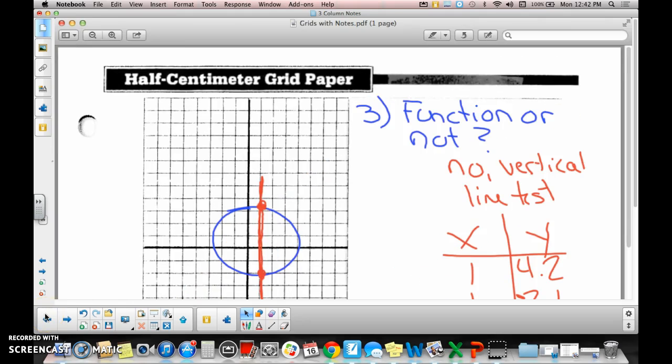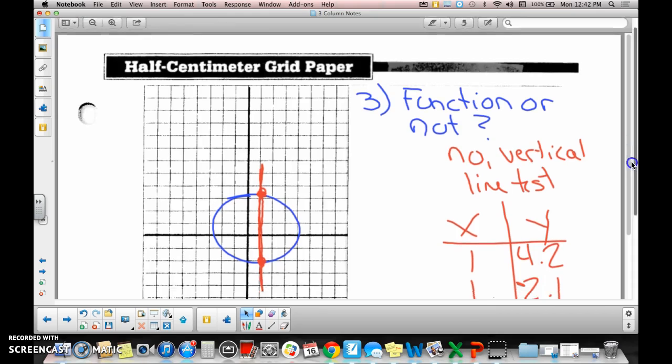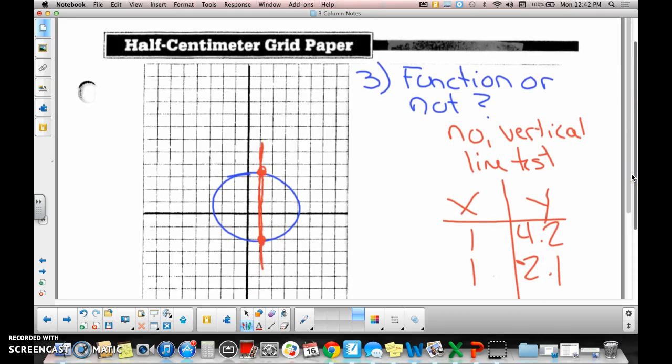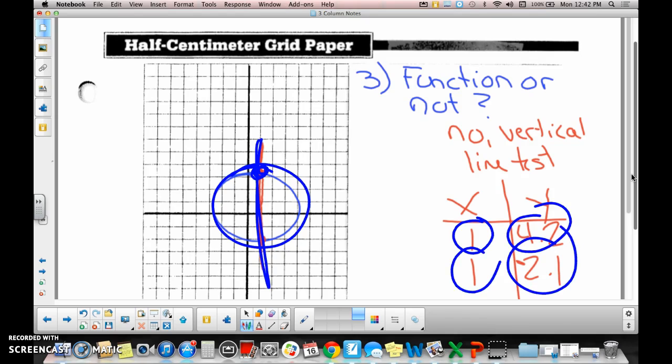This is an example of something that's not a function, yes or no? Yes. It's not a function because of the vertical line test. As you can see, it's crossing our graph, which is the circle, more than once. And we're also seeing that the input of 1 has an output of 4.2, which was plotted right here. And the input of 1 also has an output of negative 2.1 approximately, which was plotted right there. Therefore, we have 2 ways to prove that we don't have a function.